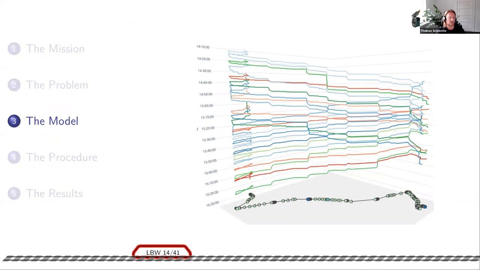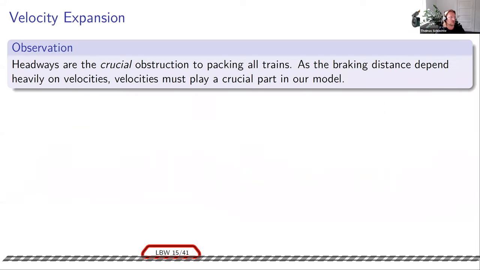Okay, that is the pure problem formulation. Now let's have a look at the model. So the model, obviously, as I already explained, is restricted by the headway times, and the headway times are basically depending on the velocities in a moving block system. That's why we decided to have the velocities explicit in our model.